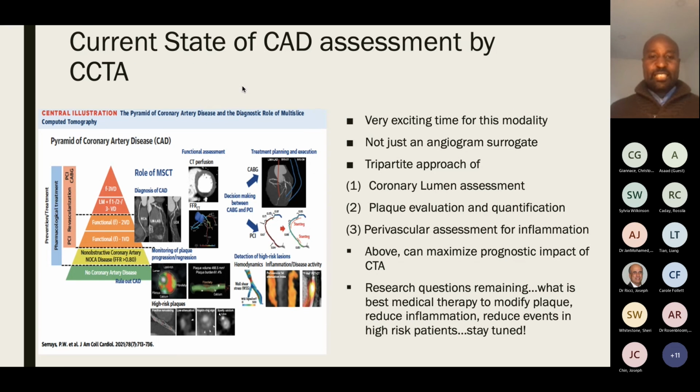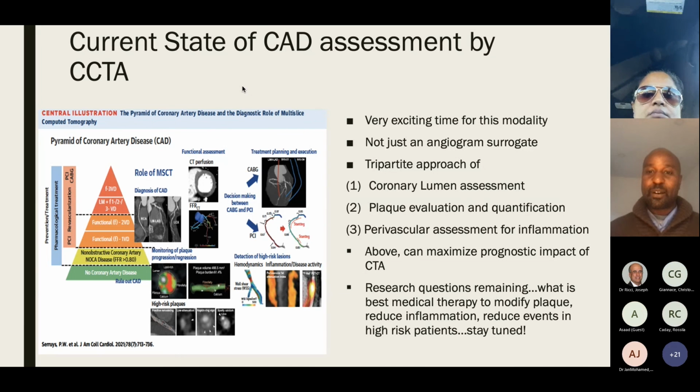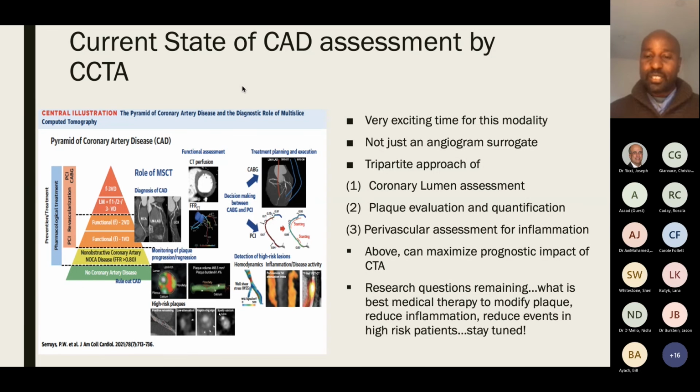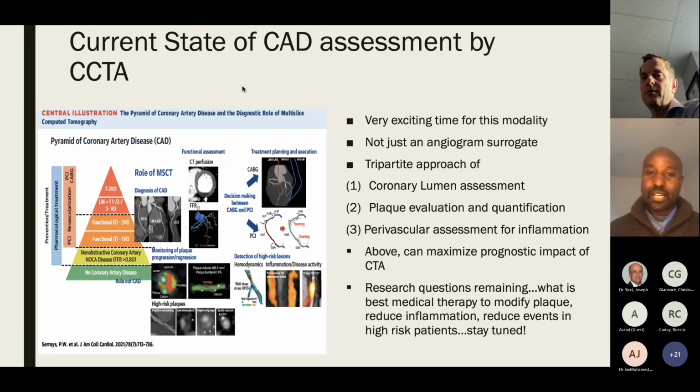So this diagram is just sort of a schematic looking at all the different ways that CT can be helpful to assess for coronary artery disease. And I think it's a very exciting time for this modality because we're seeing it's not just an angiogram surrogate for looking at luminal stenosis, but you can actually take a tripartite approach of looking at coronary lumen assessment through the contrast study, as well as if you also have other software, you can look at CT-FFR or even perfusion. And then through number 2, looking at plaque evaluation and quantification. And then 3, getting a sense of the perivascular assessment for inflammation at the vessel level. And using these 3 arms, you can maximize the prognostic impact of CTA.